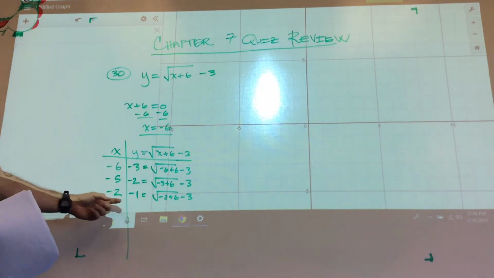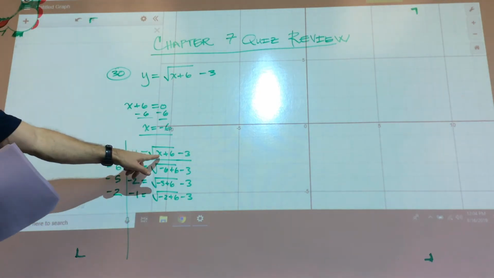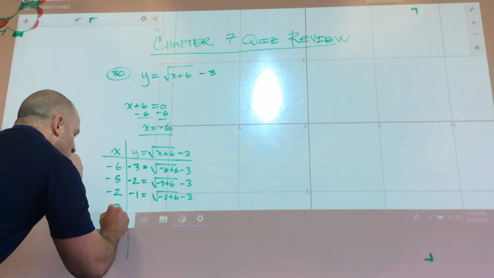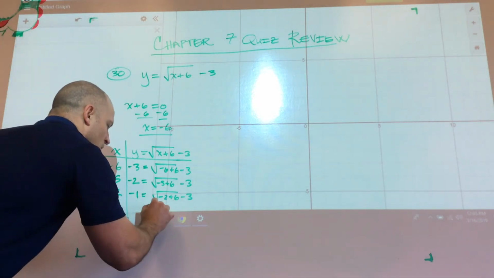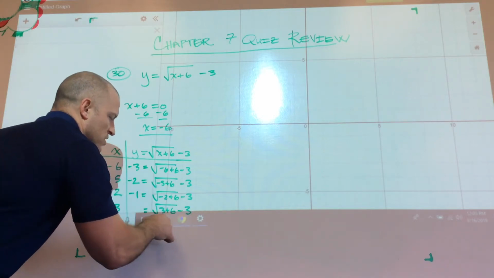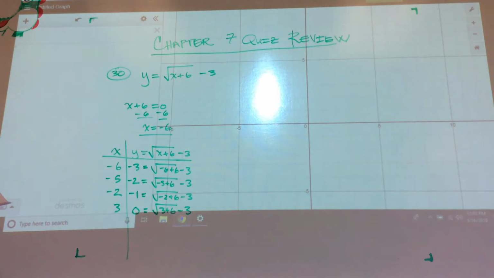Thinking, again, what's the next value that will give us something nice in this expression? Okay, if we put in 3 for x, 3 plus 6, that would give us 9. That's got a perfect square root. So 3 looks like a good next value for x. If we put in 3, we get 3 plus 6, all minus 3. This is the square root of 9, or just 3. 3 minus 3 is 0, and we get another nice value to graph.